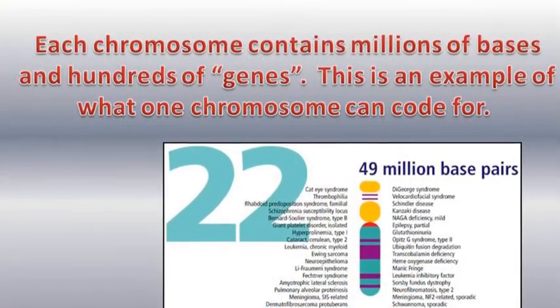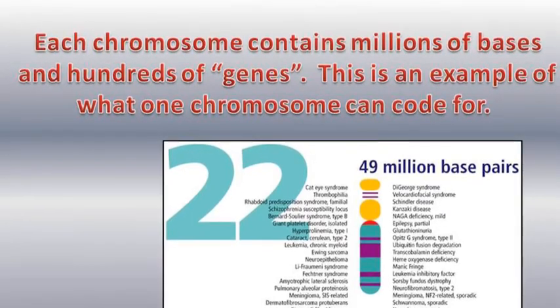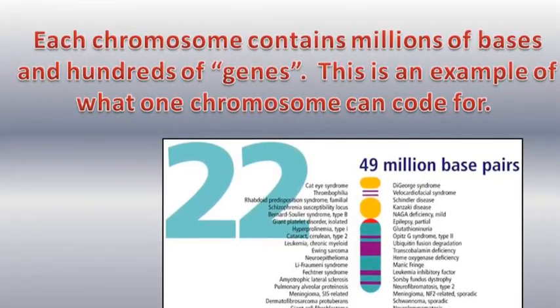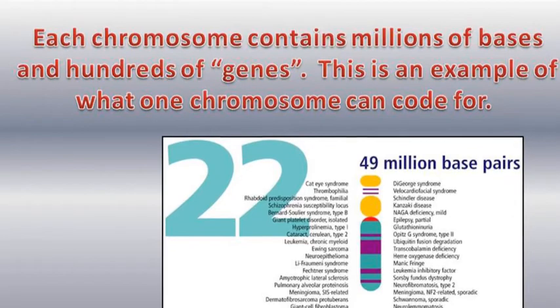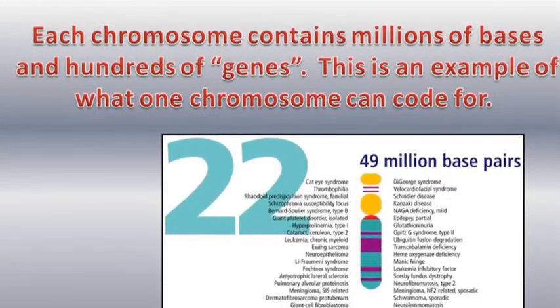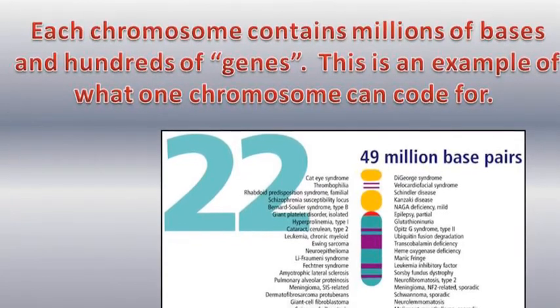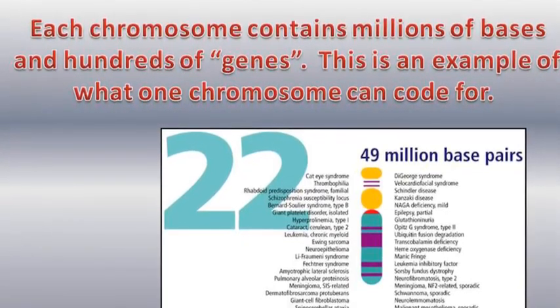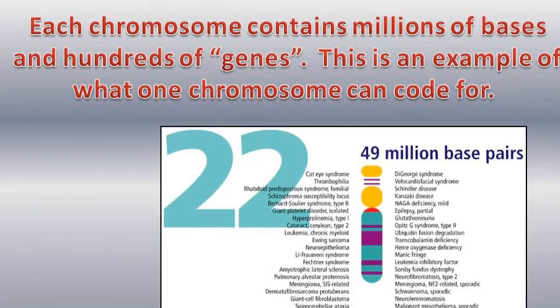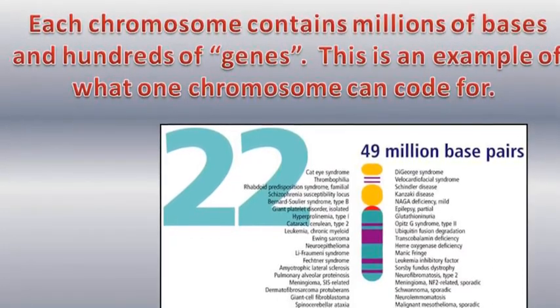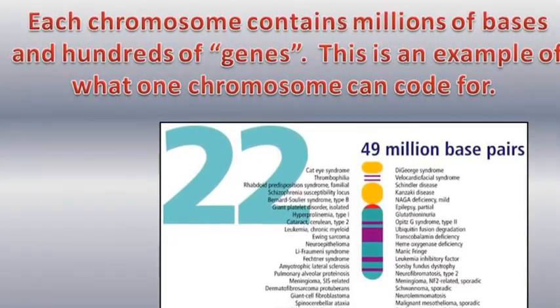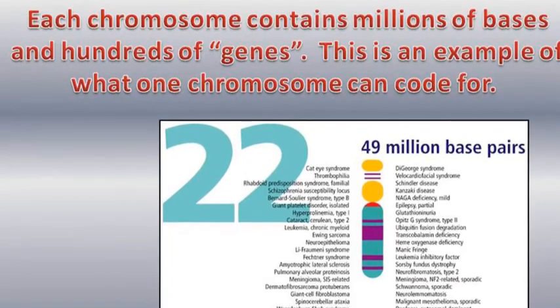Okay, the next vocabulary word we're going to talk about is gene. A gene is just a location on a chromosome that determines a certain trait in your body, so a certain characteristic. Each chromosome you have contains hundreds of genes for hundreds of different characteristics. We've actually mapped out the human genome, so we can tell you pretty much what every chromosome codes for.